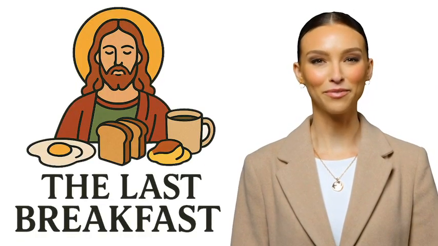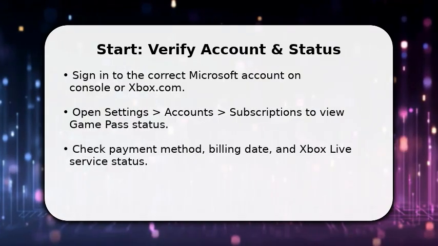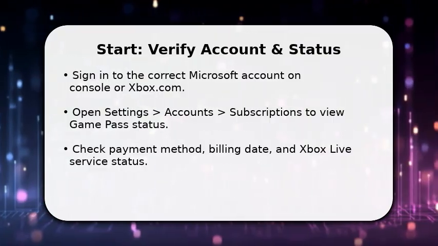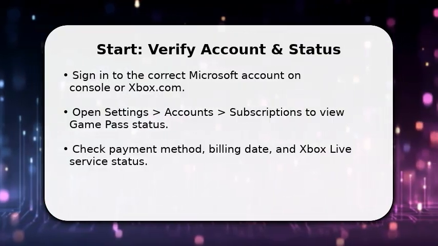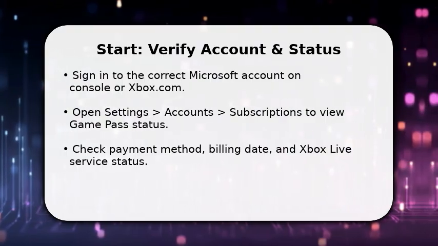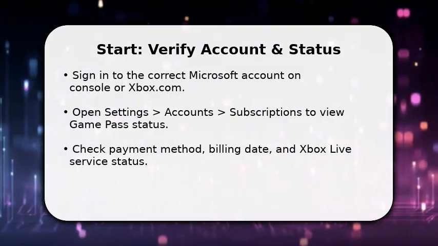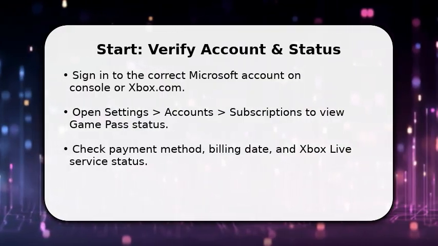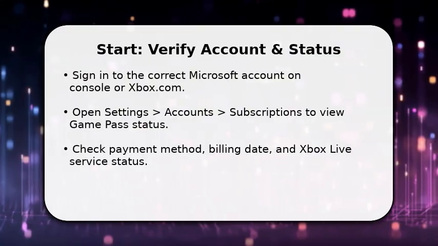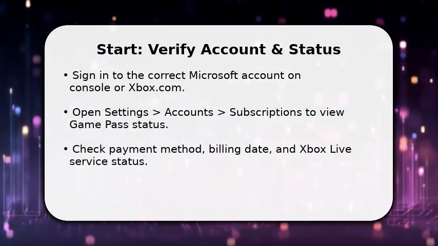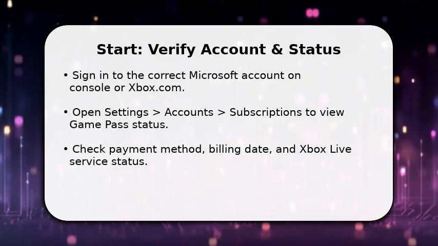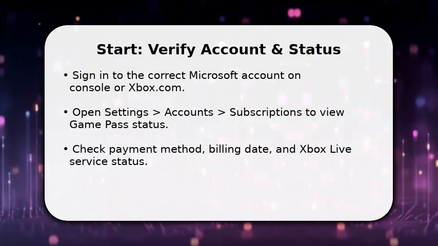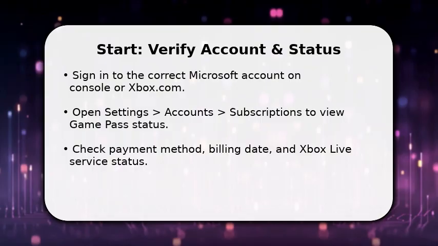Please enjoy the video. You sign in and start by confirming the exact Microsoft account tied to Game Pass. This avoids swapping accounts and wasted steps. Once signed in, open the subscriptions page to confirm active, expired, or pending states and note the billing date. While there, check the payment method for expired card issues. Make sure to glance at Xbox Live Service status. If the service is down, fixes on your end won't help.